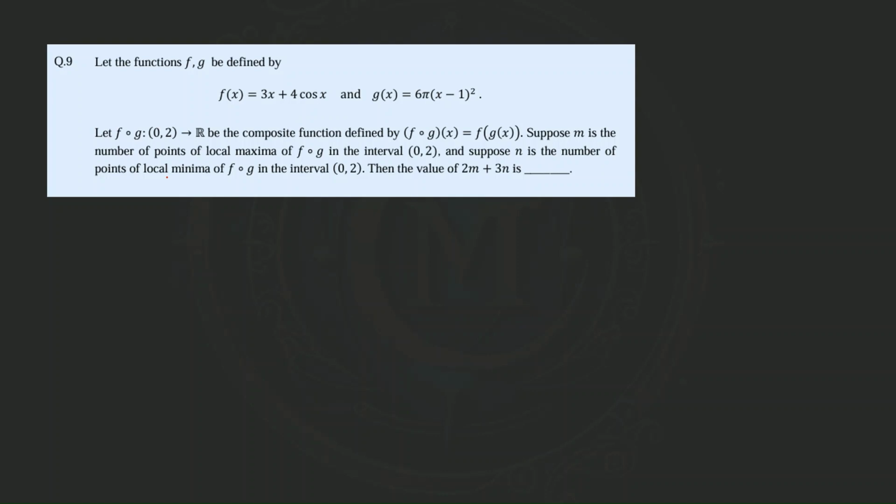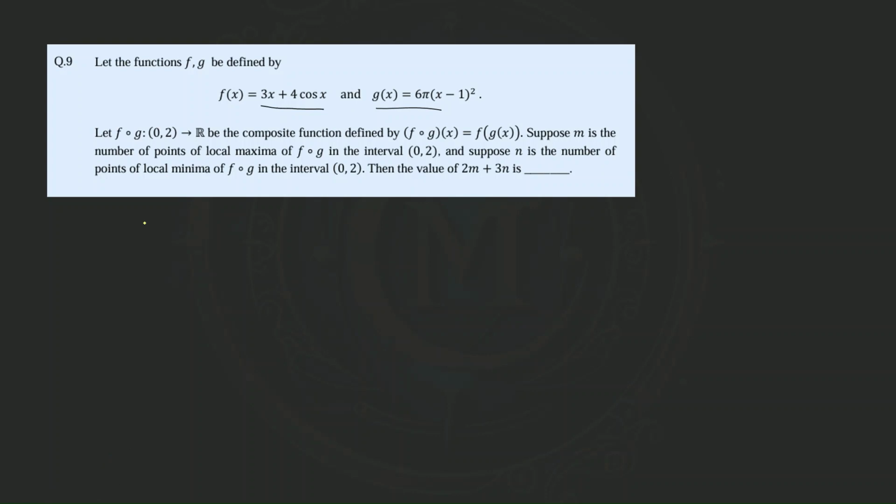It is saying, let the functions f and g be defined by f(x) equal to this, 3x plus 4 cos x, and g(x) is this. Let f(g(x)), the composite function fg, be defined from open 0 to 2 to R. Be the composite function defined by f of g of x is this. Suppose m is the number of points of local maxima of f of g in the interval open 0 to 2, and suppose n is the number of points of local minima of f of g in the interval open 0 to 2. Then the value of 2m plus 3n is what?